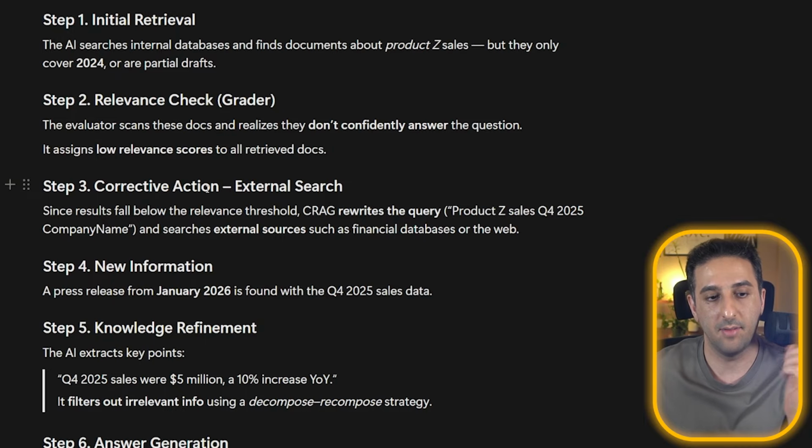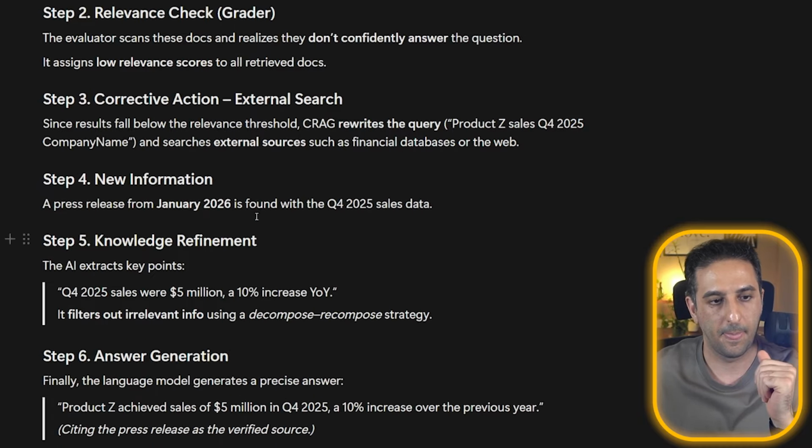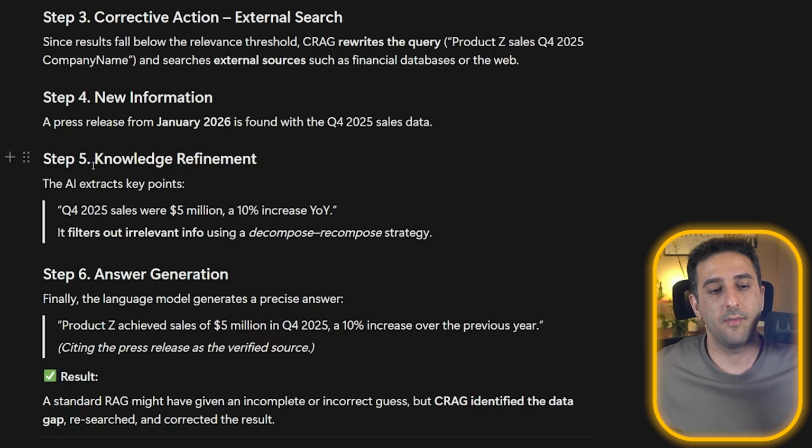Step 3, corrective action. Since results fall below the relevance threshold, CRAG rewrites the query, product Z sales Q4 2025 company name, and searches external sources such as financial databases or the web. Step number 4, new information. A press release from January 2026 is found with the Q4 2025 sales data. Step 5, knowledge refinement. The AI extracts key points: Q4 2025 sales were $5 million, a 10% increase year over year. It filters out irrelevant info using a decompose-recompose strategy.